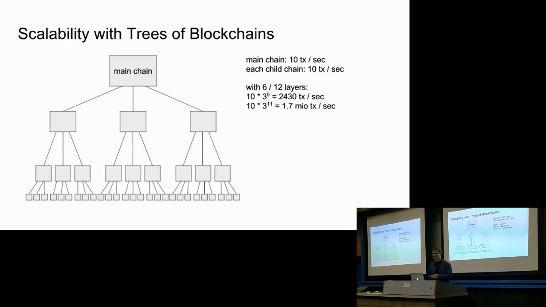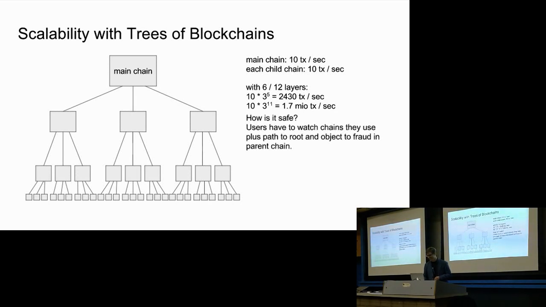Okay. Yeah? You said we can define the governance model of each child chain? Yes. So what if, let's say, the first child chain in the middle has a spam attack and it fails? What happens to the chains after it? You mean below it? Yeah, below it. We'll get to that. Okay, because let's discuss how it is safe.